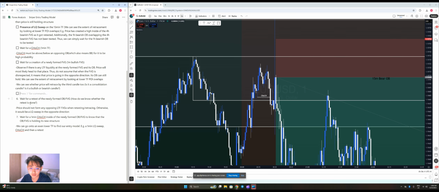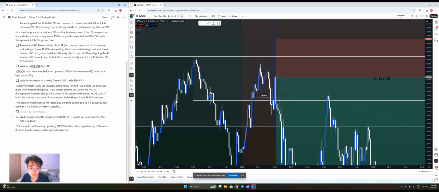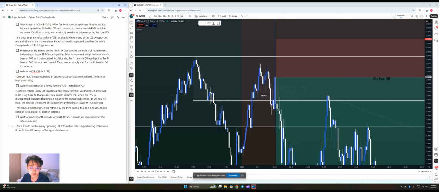How do you know retest is done? Should not form any opposing low time frame fair value gaps. But in this case, we're already in 1 minute. That's the lowest we can go, right? Yeah, and there's no opposing fair value gaps being formed. So yeah, that's good. That's the trading plan. I see, going on lower time frame to find entry model, right? Which is what we are doing. So that's the last one, and yeah, that's it.